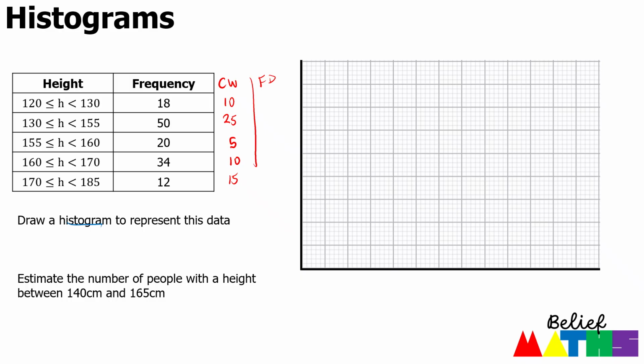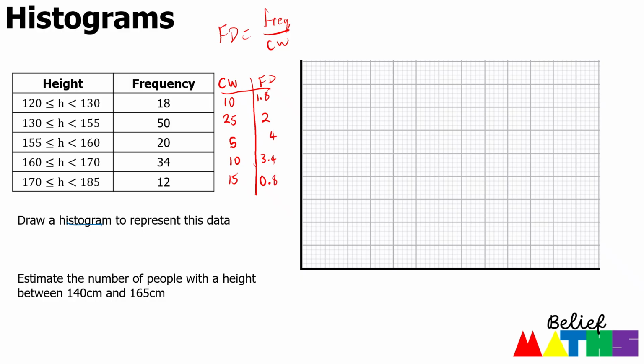And then we're going to find our frequency density. And our frequency density, remember, and this is the key thing for histograms, frequency density is equal to the frequency divided by the class width. So we're doing 18 divided by 10 is 1.8, 50 divided by 25 is 2, 20 divided by 5 is 4, 34 divided by 10 is 3.4, and then 12 divided by 15, if we simplify that gives us 0.8.